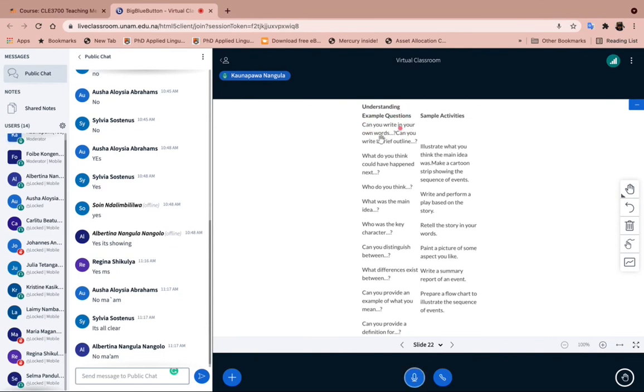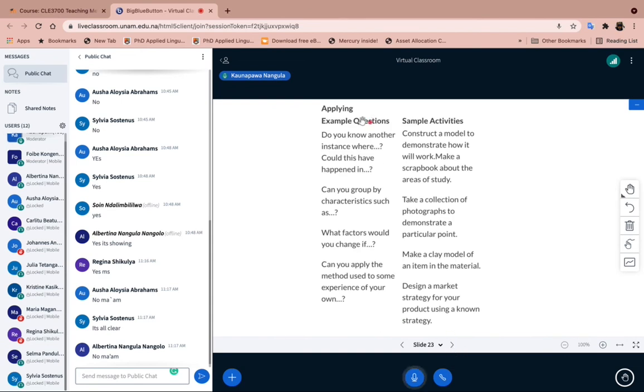The type of questions you can ask: can you write in your own words? Like in your own words, always reflect learners showing their understanding. Can you write a brief outline? What do you think? All right. And then here we've got illustrate what you think the main idea was. Make a cartoon strip showing the sequence of events. All right, so these are just some of the examples, and I will definitely post these notes right after the class so that you get to see them.